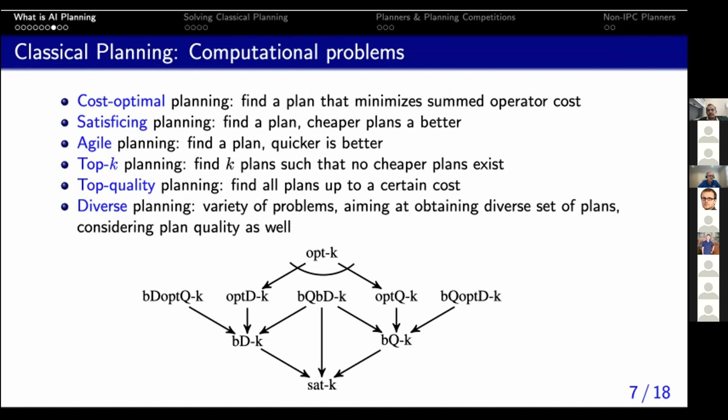Okay, the source of the confusion is agile planning. Just for everyone's benefit, anytime planning means that at any given time you have a working plan or a solution which you iteratively improve. But in agile planning you need to have a feasible plan. It's like satisfying planning, but you don't really care about the cost. You just want to find a valid plan as quickly as possible. Thank you.